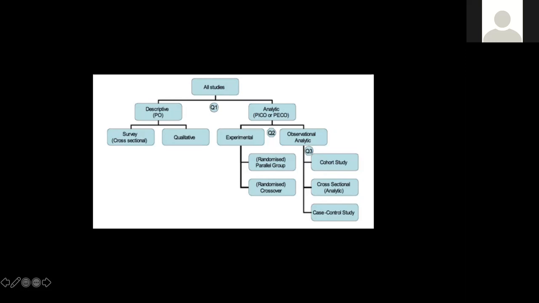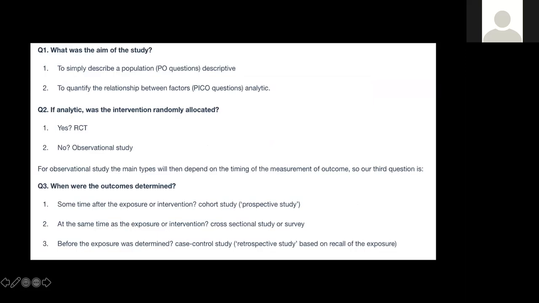But usually the PICO question has to be answered in all studies. That is the patient population, the intervention, the comparison, and then the outcomes. So you have to ask three questions. What was the aim of the study? So was it simply to describe a population and being descriptive? That is a PO study. If you want to quantify the relationship between factors and analyze it, it has to be a PICO study.